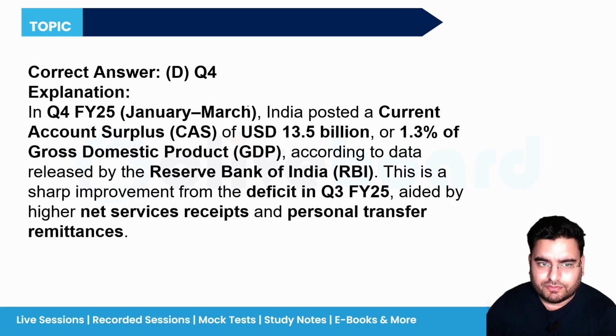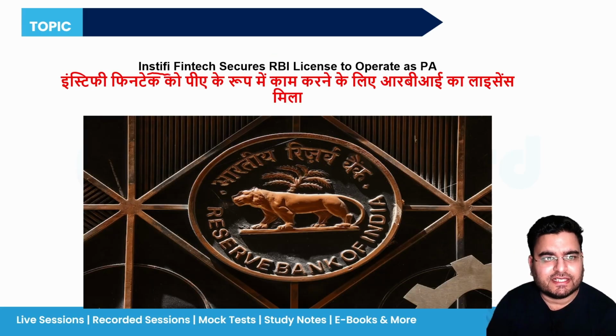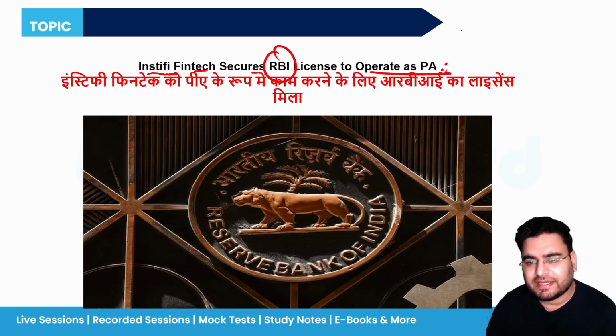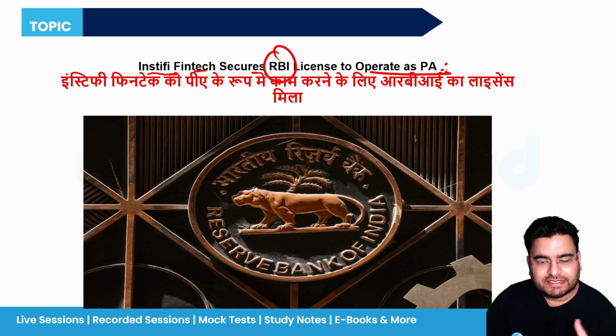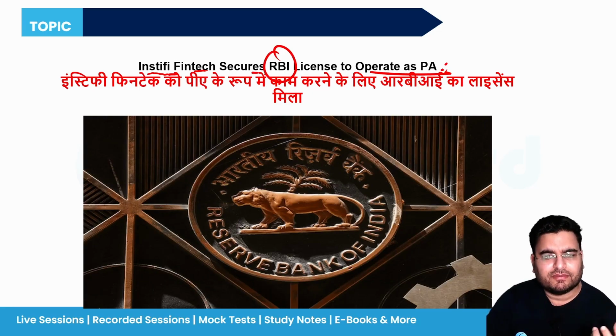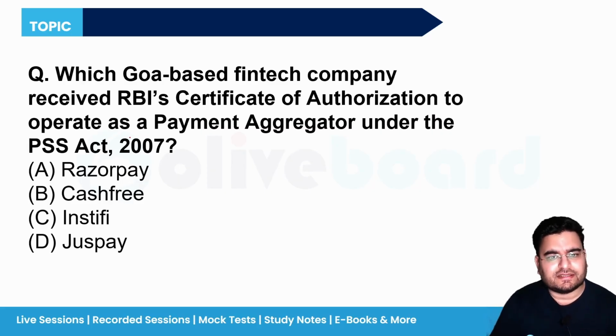Next is, so quarter 4 is the correct answer. Next is Instify, fintech secures RBI license to operate as payment aggregator. Who is a payment aggregator? Let's say it is a type of app which can collect all types of payment, for example UPI, NEFT, RTGS, everything. Okay, just like you have Paytm. So Instify can now act as a payment aggregator.